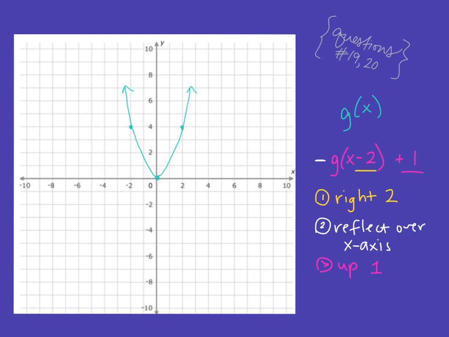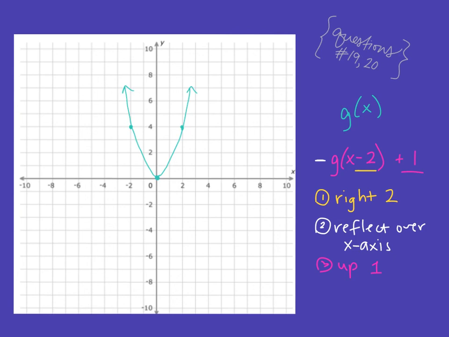The second thing we're going to do is a reflection. The reflections are negative signs, so either out in front or in front of the x. So when it's out in front, we reflect over the x-axis. And then finally, this outside the parentheses shift is the last thing we do. It's the vertical shift. So this is up 1 since it's plus 1.